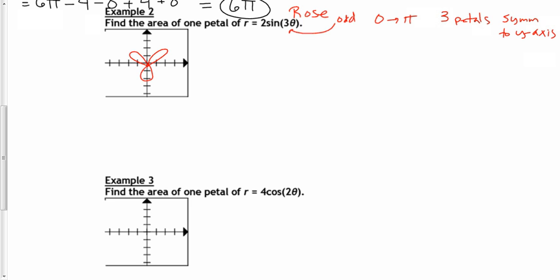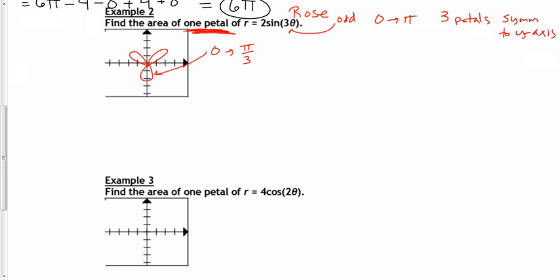So next thing I need to know is I've got 3 petals. I'm symmetric to the y-axis. What are my bounds going to be for 1 petal? Because I only want to find the area of 1 petal. I don't want to find the whole thing. So what I'm going to have to do is figure out, well, to get 1 petal, what do my bounds have to be? Well, to get the whole thing, I'm 0 to pi, which means to get 1 petal, I should be 0 to pi over 3. Because if I go all the way to pi, I get 3 petals.